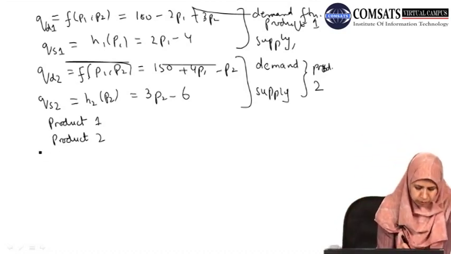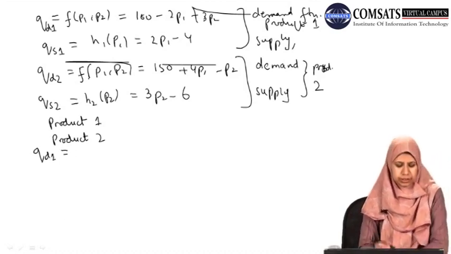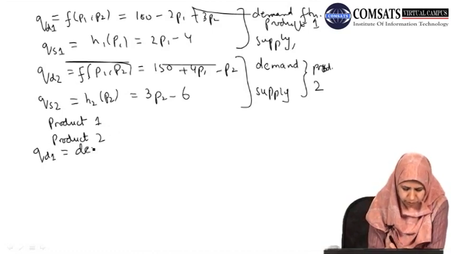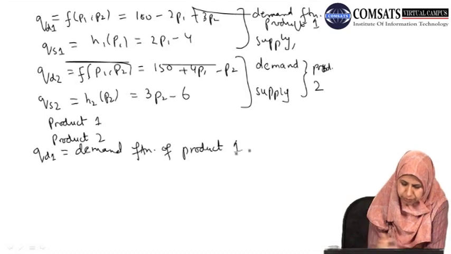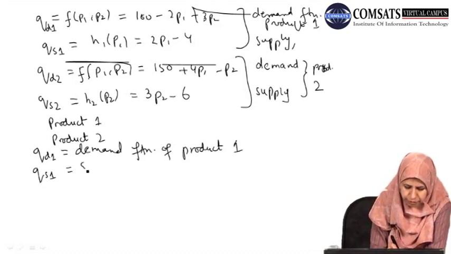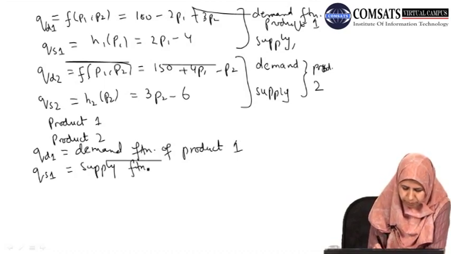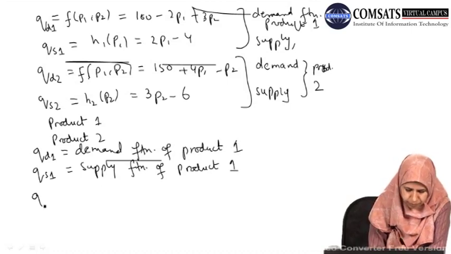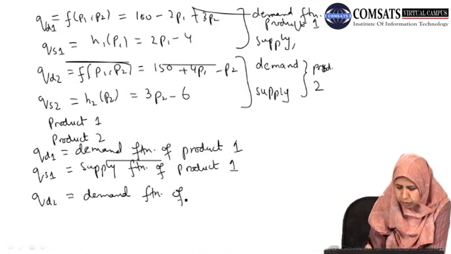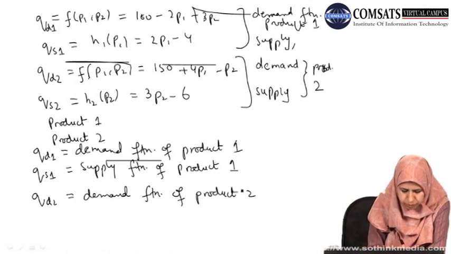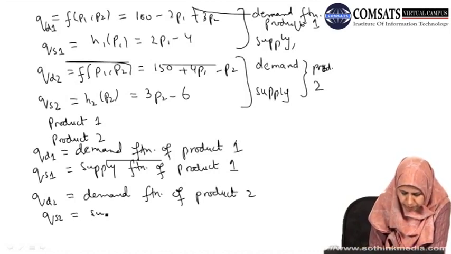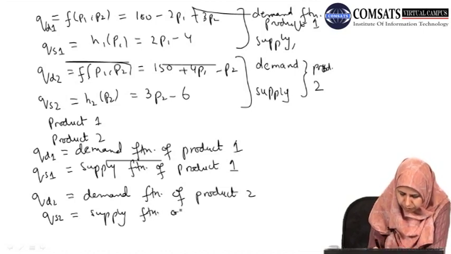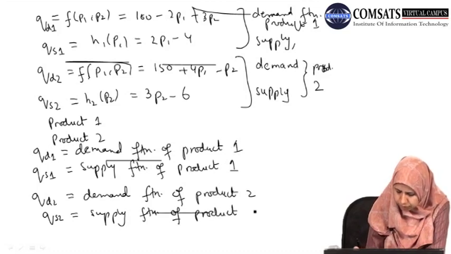Okay, now QD1 is the demand function of product 1, QS1 is the supply function of product 1, QD2 is the demand function of product 2, QS2 is the supply function of product 2.